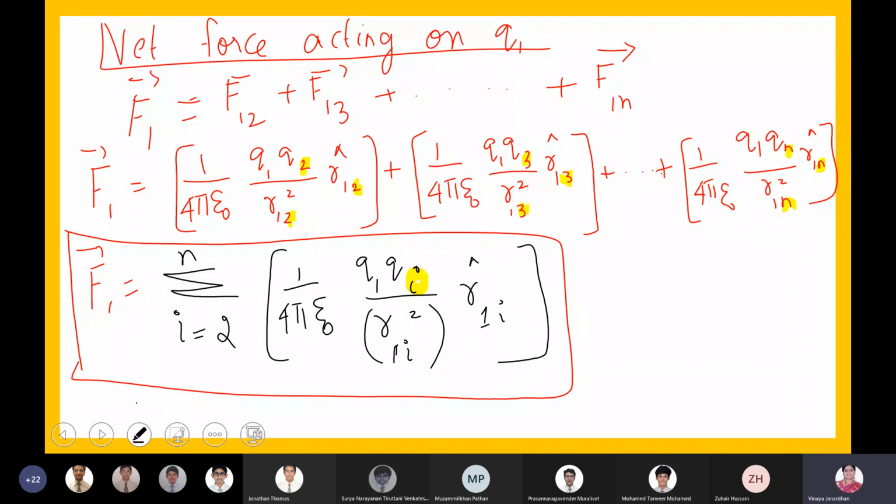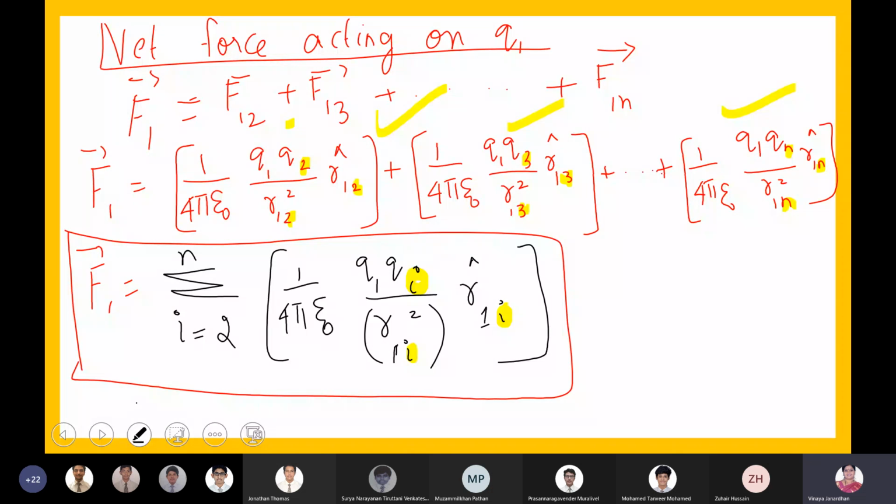Are you clear? Can you see whatever I have highlighted? In each and every term, Q1 is the same, right? Now what happens to Q2? First time i becomes 2 here. Next i becomes 3, next i becomes 4, and finally i becomes n. So wherever 2, 3 and n are there, I am replacing it with i, a general term.